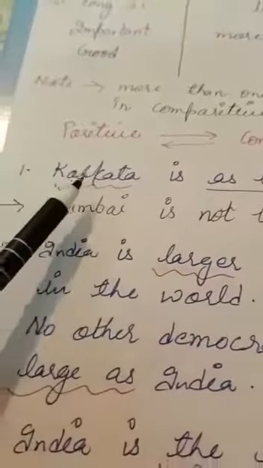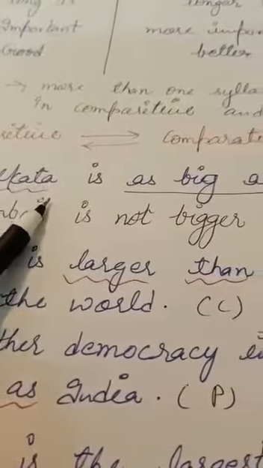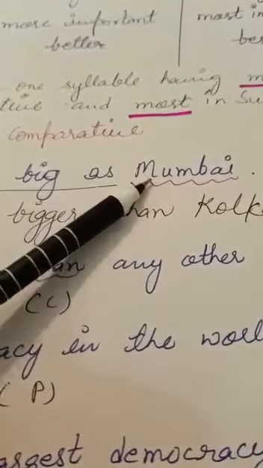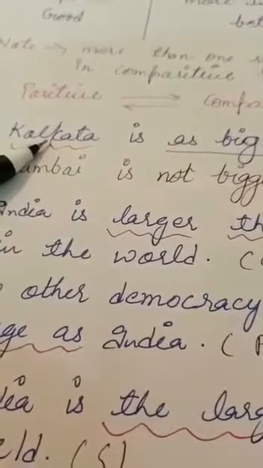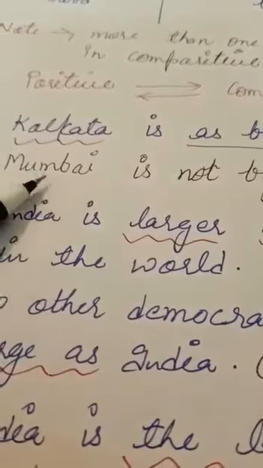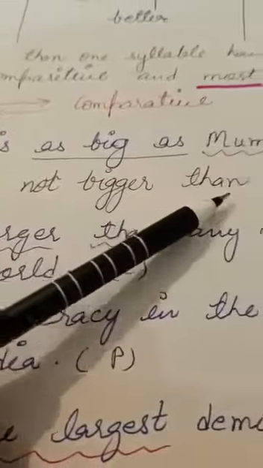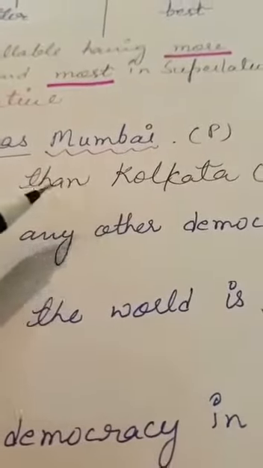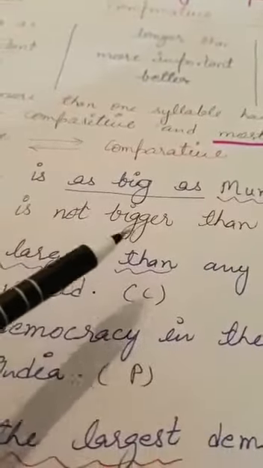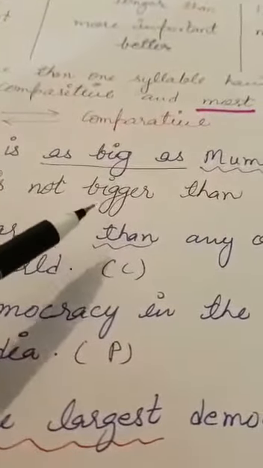Now see here. First sentence is of positive degree. Kolkata is as big as Mumbai. Two subjects are there. Mumbai and Kolkata. See how we are changing it into comparative degree. Mumbai is not bigger than Kolkata. Now you can see that as big as is changed into bigger. Positive and then comparative. As big as changed into bigger.